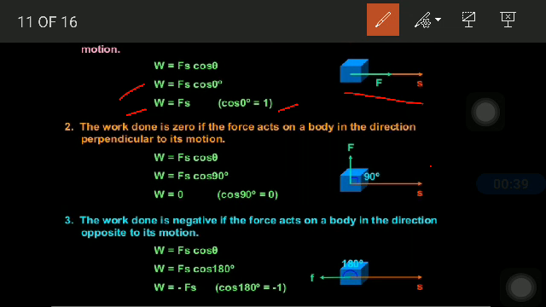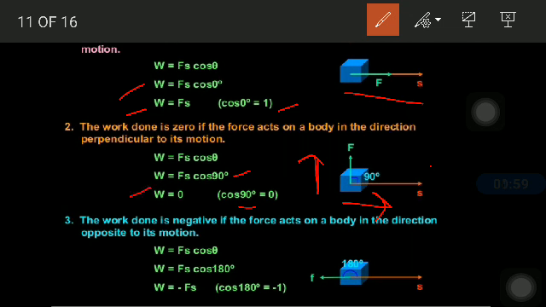Second, the work done is 0 if the force acts on a body in the direction perpendicular to its motion. So here if the force is acting vertically and displacement is horizontal, work done will be 0, since the angle made here is 90 degree and cos 90 is 0. So work is also 0.